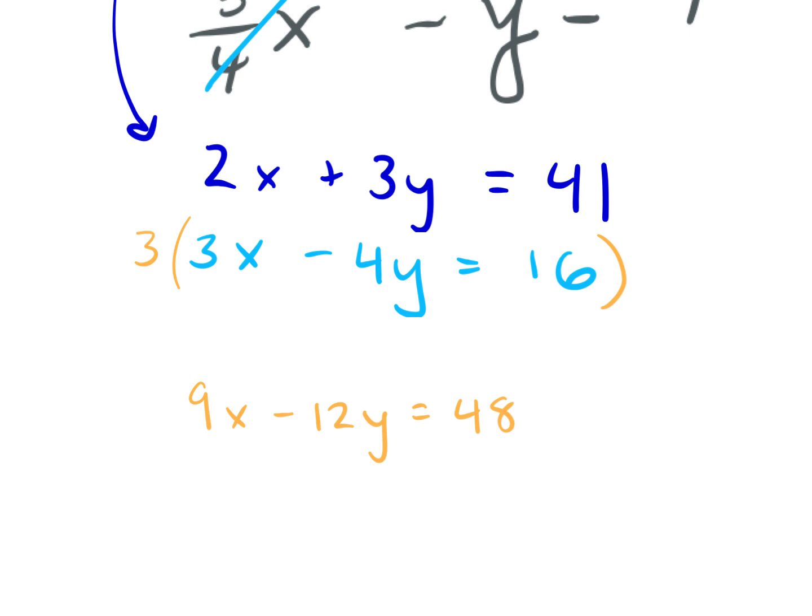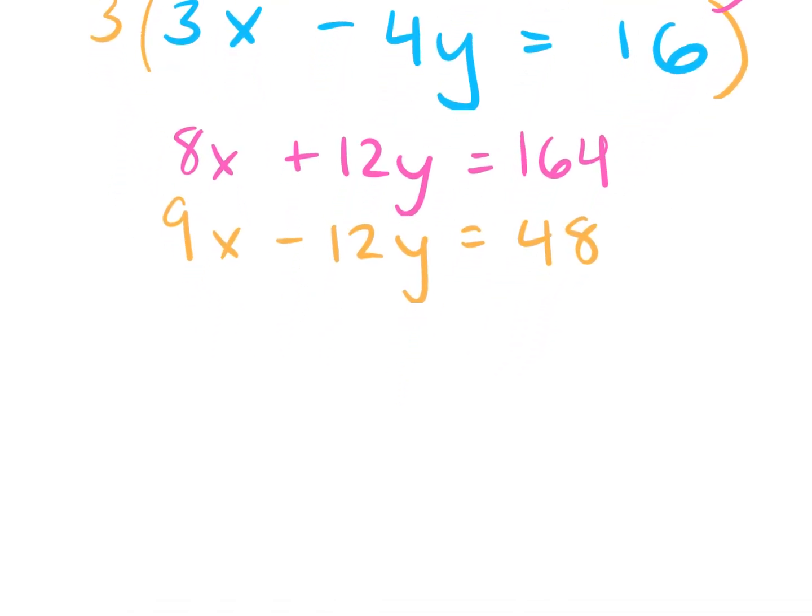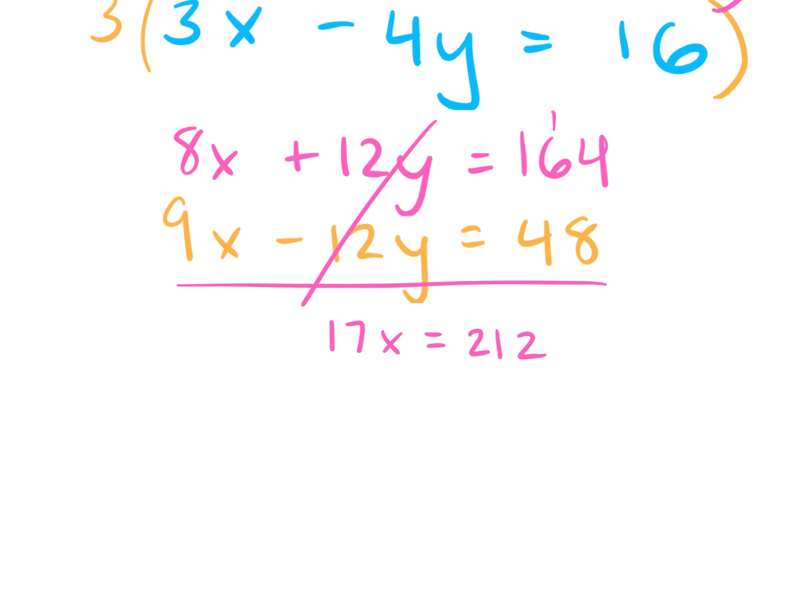Still don't have the same number but opposite. So what do we have to multiply to the first equation? Multiply the top one by 4. So 8x plus 12y is equal to 164. Now do we have the same number but opposites? Yep, so the y's cancel. 8x plus 9x would be 17x, and that would be equal to 212.